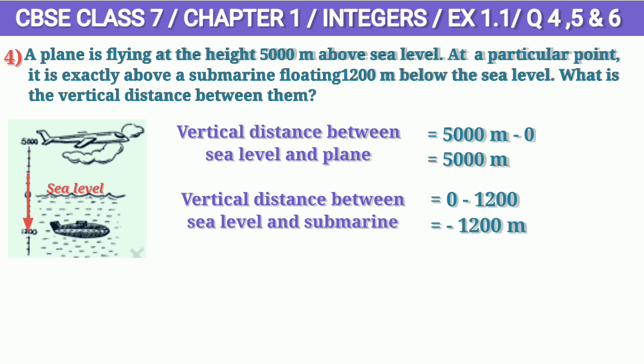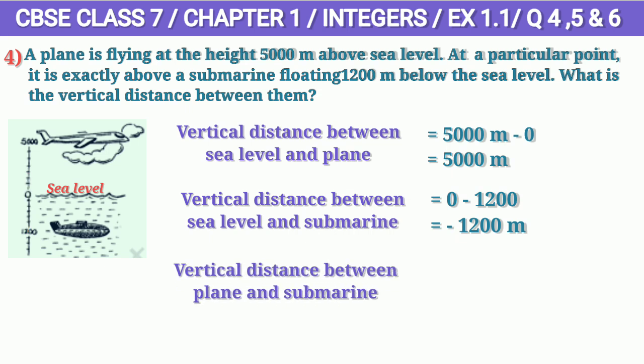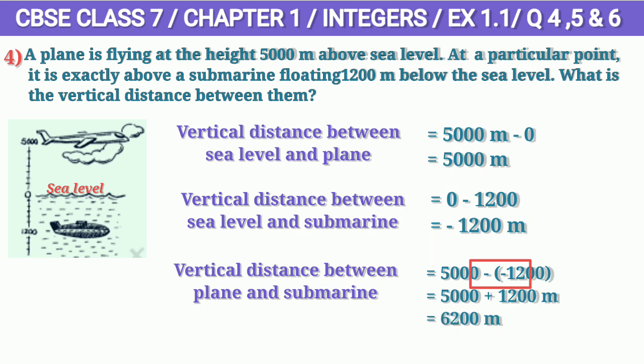Find vertical distance between plane and submarine. So vertical distance between plane and submarine is 5000 minus 1200. This two minus sign, one outside the bracket and one inside the bracket, they are like multiplication and they become positive. So vertical distance will be 5000 plus 1200, which comes to 6200 meter.